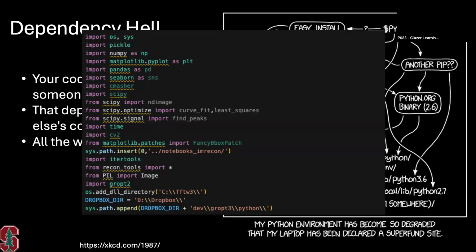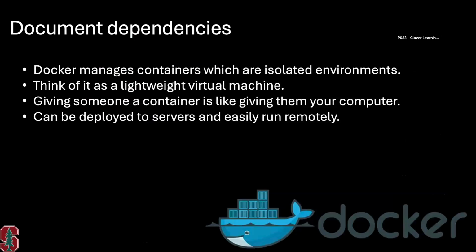So how can you document these dependencies? A lot of people in this room know this, but you can use something like Docker, for example, to document your dependencies. Docker is a container, which is an isolated environment. I think of it as a lightweight version of a virtual machine. Giving someone a container is like giving them your computer, basically, not your whole computer, maybe not your documents folder, but it solves the dependency problem. It also has the advantage that it can be deployed to servers and easily run remotely, which can be useful. Not for me so much. I don't use Docker that much, but I know people who swear by it.